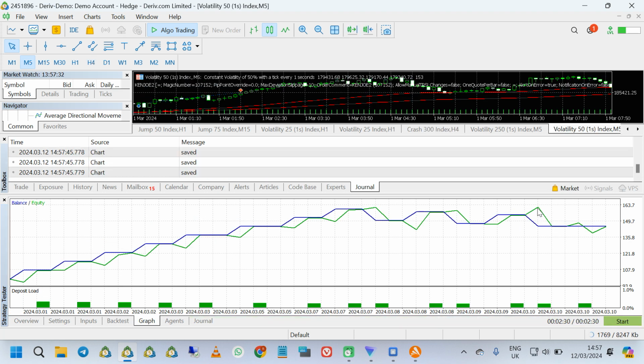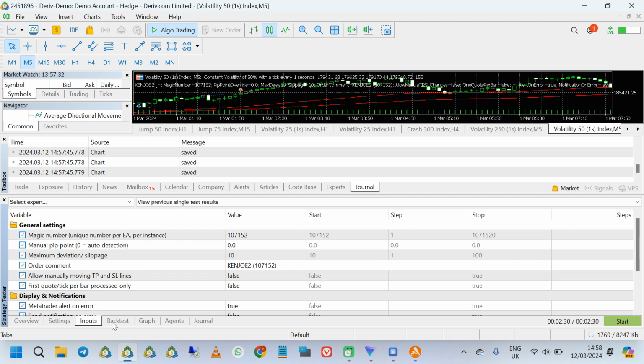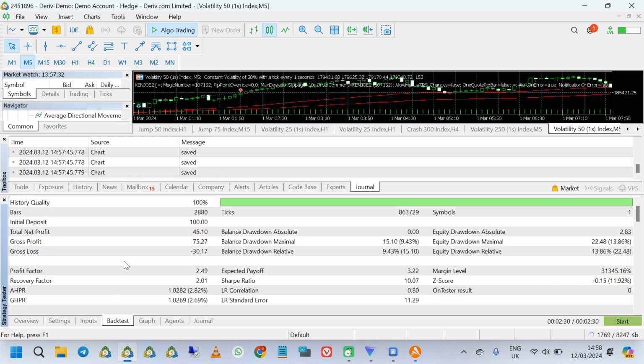All right. So you can see it went all the way and we actually ended up at 145 because we still have a float that is running. So we go to the inputs, we have the information. Sorry, we go to the backtest rather. We have the information. So initial deposit was $100. The total net profit was $45. It made $45. That's 45% of $100. And the gross profit was 75. The gross loss was $30, which is okay. Make $75 and lose just $30 out of it and have retention.